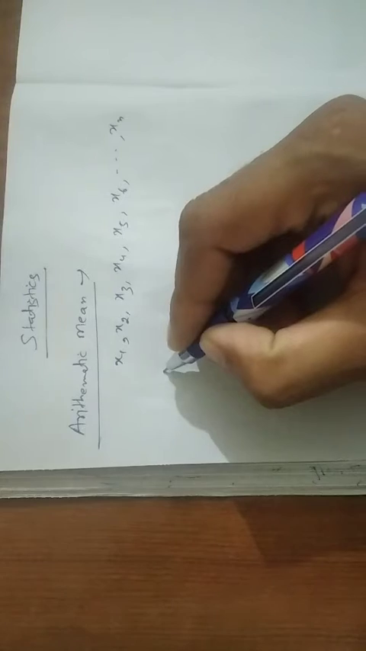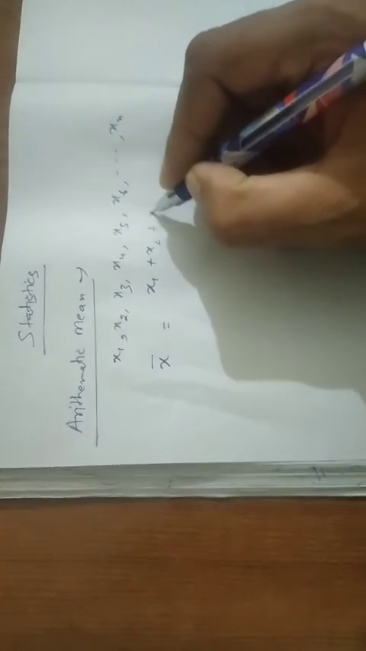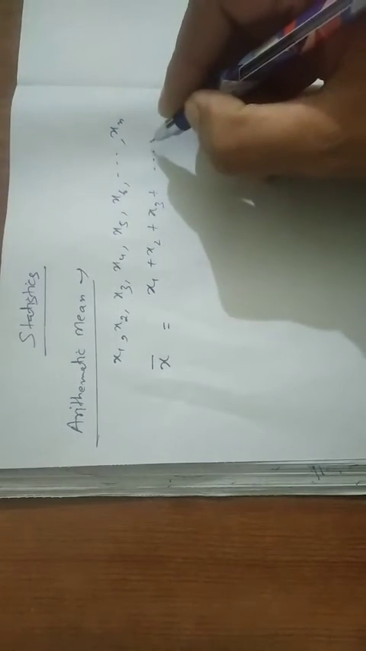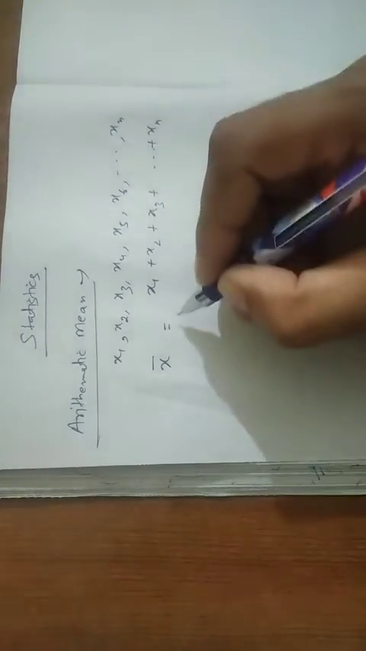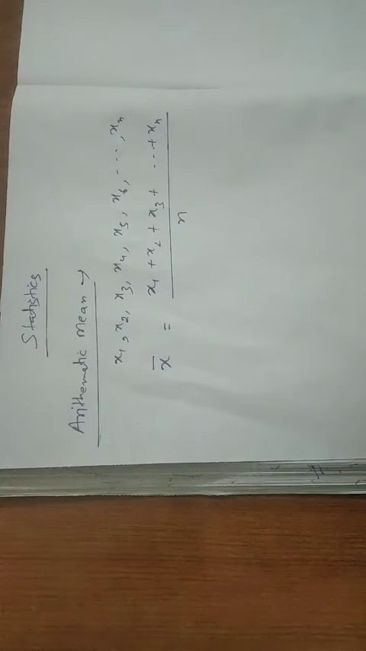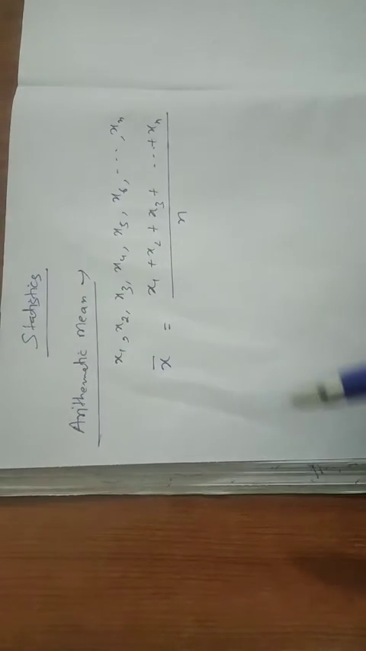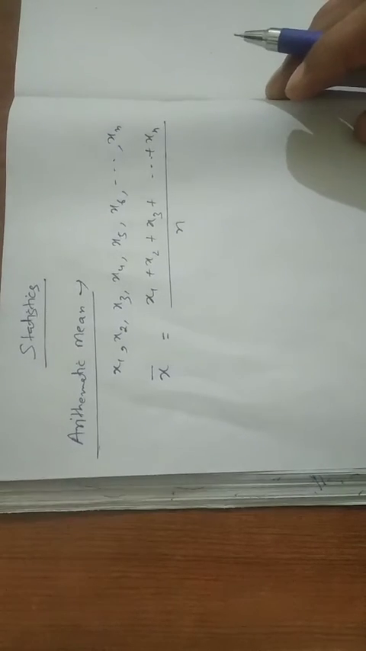So we define mean of this given data is equal to x1 plus x2 plus x3 plus ... plus xn upon n. This is the arithmetic mean. This formula is used to find the arithmetic mean of ungrouped data.